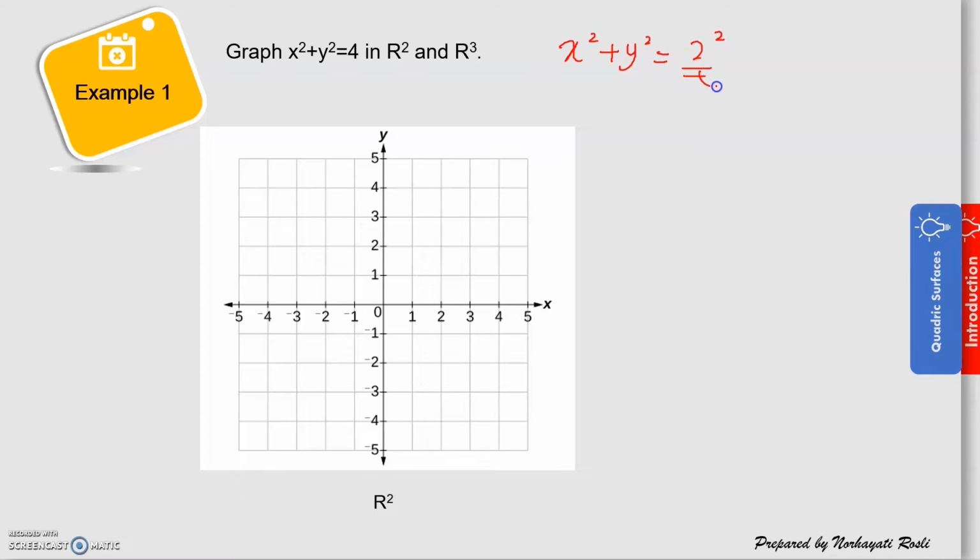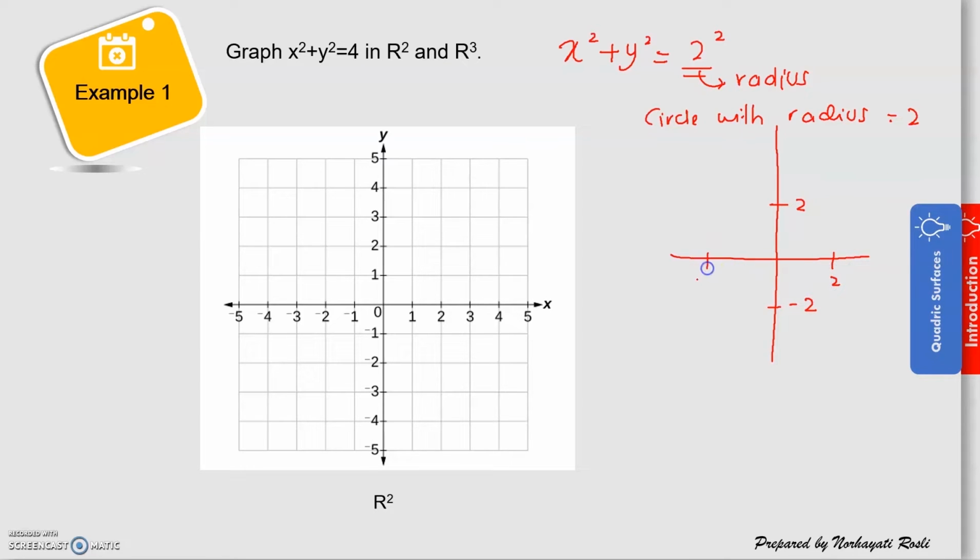And this 2 we call the radius. In this case, we can draw a circle in the two-dimensional coordinate system. It is a circle with radius equal to 2. That is, here we have 2 and negative 2 for the y coordinate, and 2 and negative 2 for the x coordinate. So we need to form a circle. This means that our shape is given by this circle in the two-dimensional coordinate system.